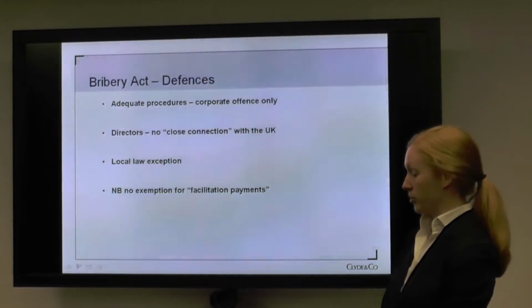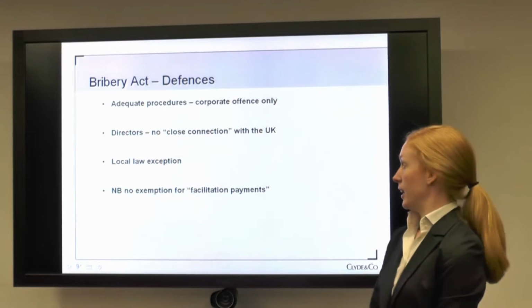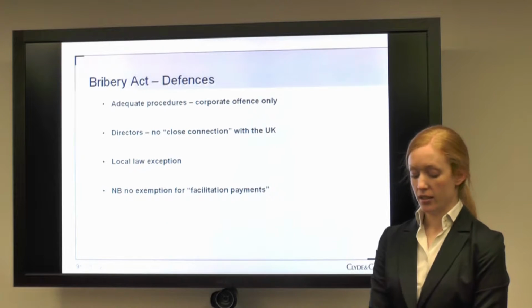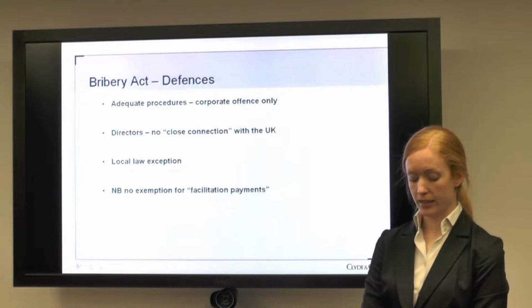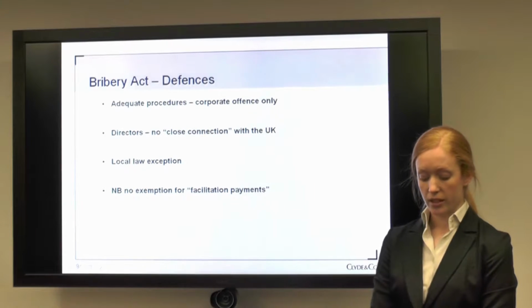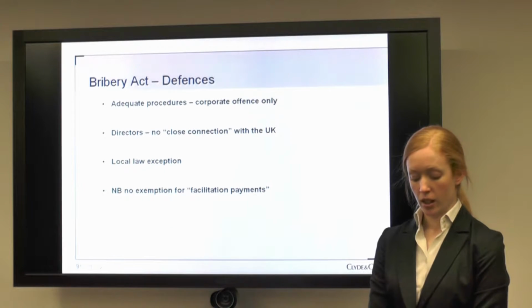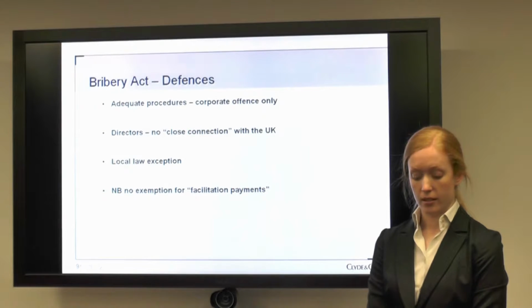I've set out here a summary of the defences available. As noted earlier, in relation to the corporate offence of failure to prevent bribery, it is a full defence to say that you had adequate policies and procedures in place. For directors, they will only be liable where they have a close connection with the UK, which will typically be where they are ordinarily resident here or a UK citizen.